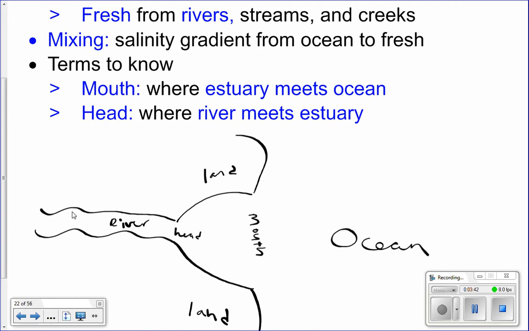Two terms that you'll hear when referring to estuaries: you'll hear the term the head of the estuary. That refers to the area where the river's running in. And then the mouth of the estuary is where it opens up to the ocean. So those are just two terms.